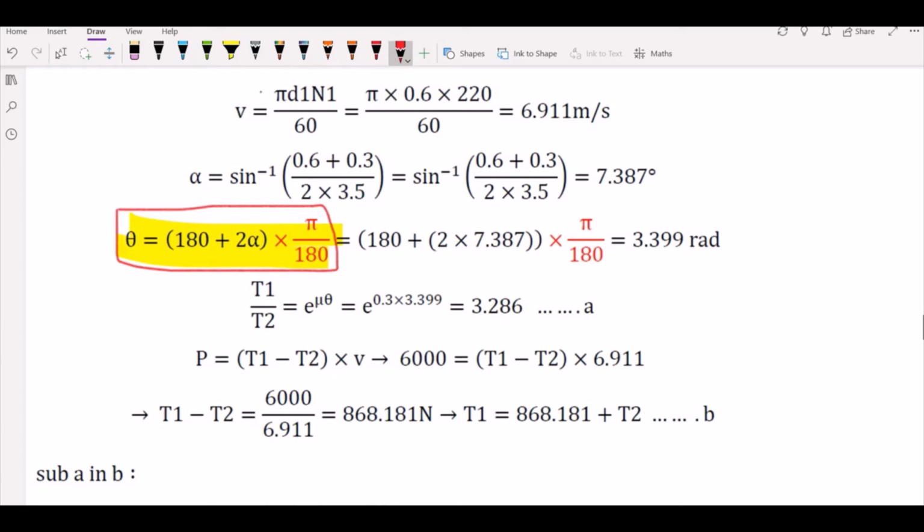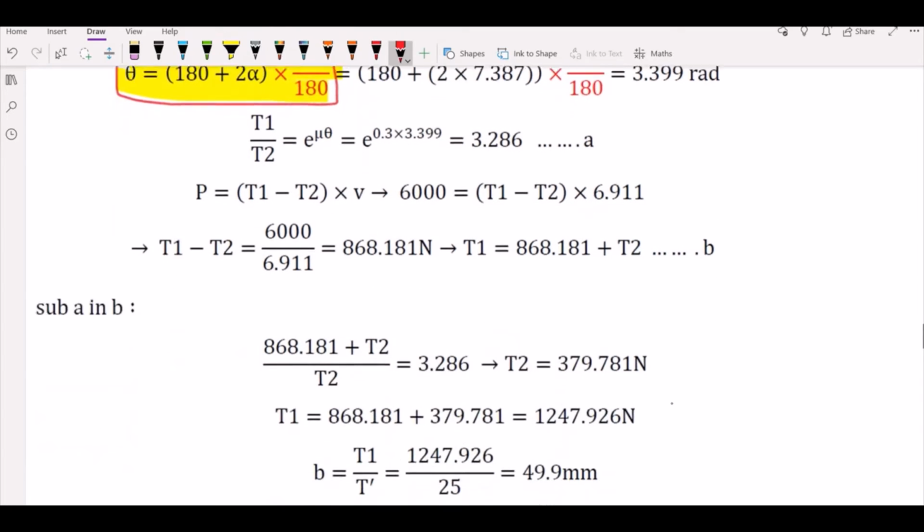This is also d1 plus d2. Here it is plus, and minus for open belts. Okay, so from here you can calculate and substitute over here, then you'll get theta. From the belt tension ratio, T1 by T2 is e power mu theta. Take this as case number 1, and you know the power relation from here, where power is given. You can take this as T1 minus T2, as another relation b. Substitute a and b, then you will get T2, and again substitute over there, then you will get T1.